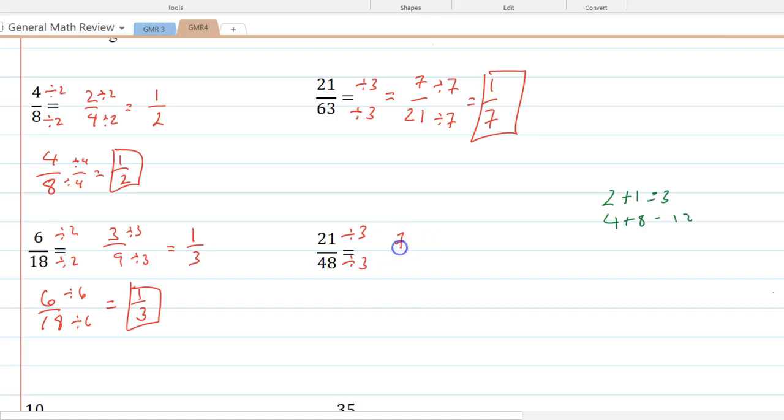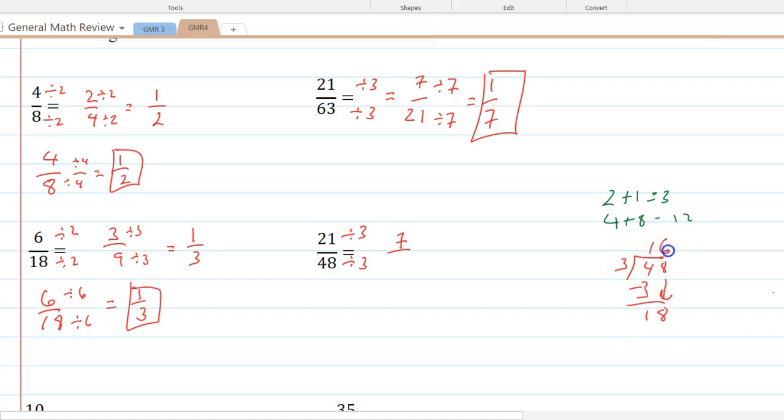21 divided by 3 is 7, like we just said. 48 divided by 3, if you're not sure what it is, come off to the side and do the math. 48 and 3. 3 goes into 4 one time, with 1 left over. Bring down the 8.